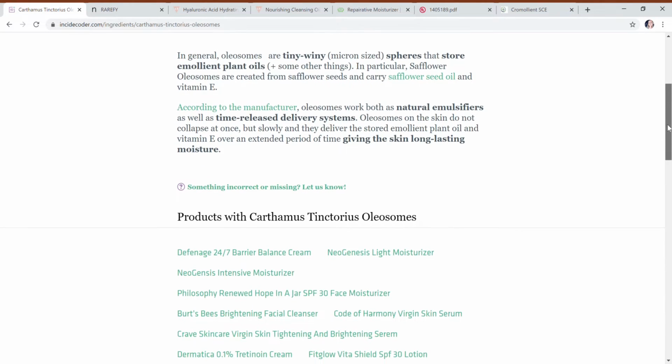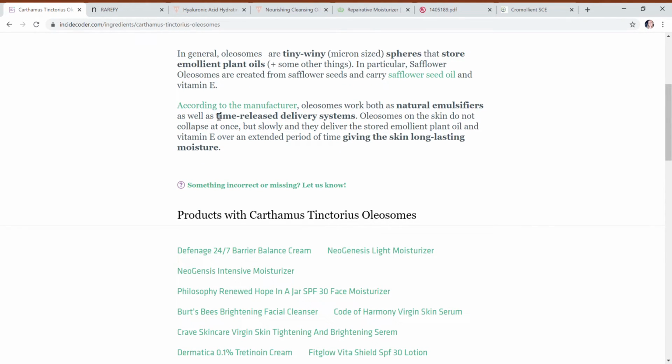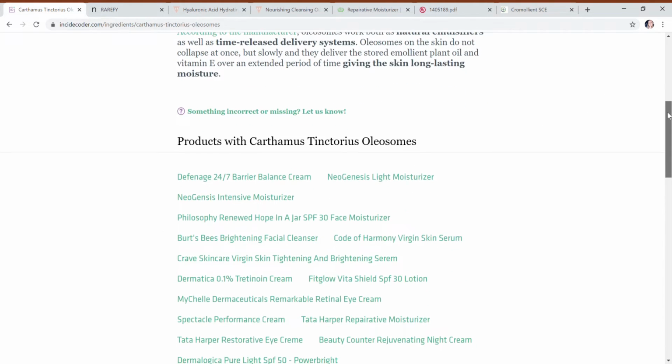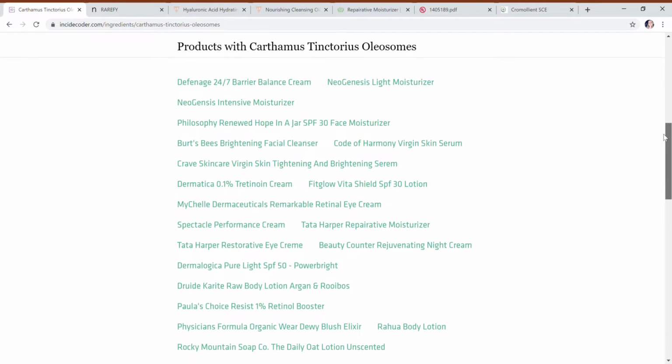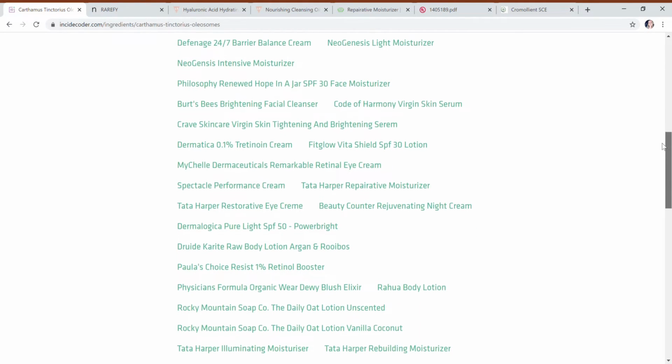So according to the manufacturer, oleosomes work both as natural emulsifiers as well as time-release delivery systems. So they slowly deliver stored emollient plant oil and vitamin E over an extended period of time, giving the skin long-lasting moisture. And then below here, we can see other products that this ingredient is in.